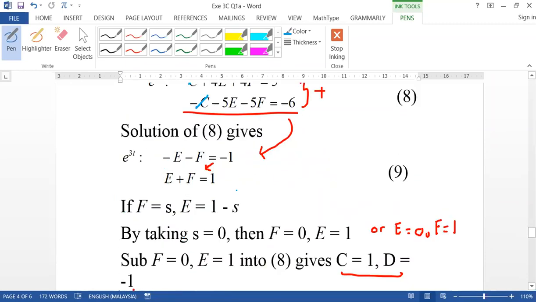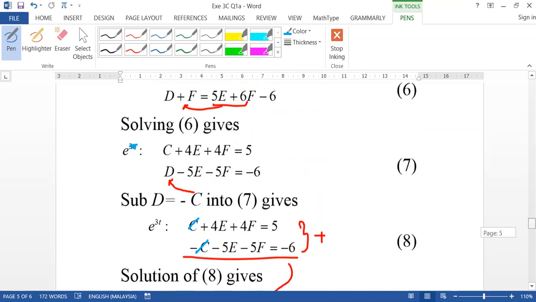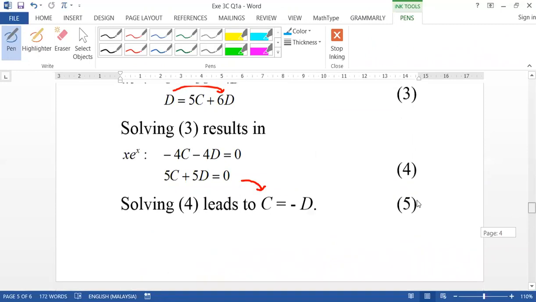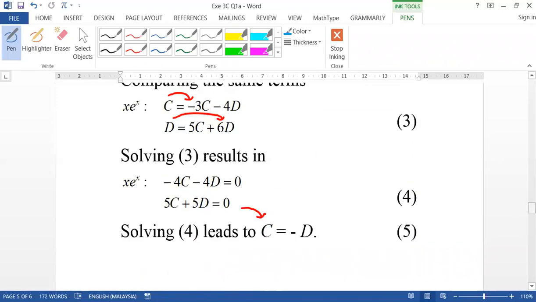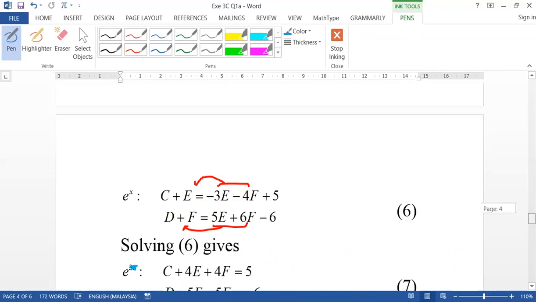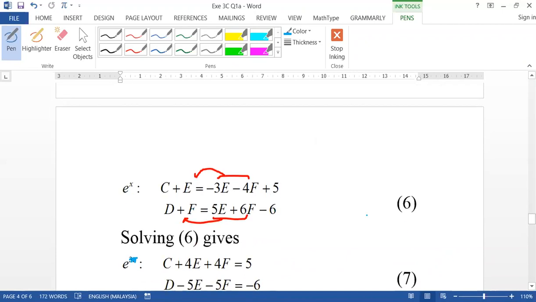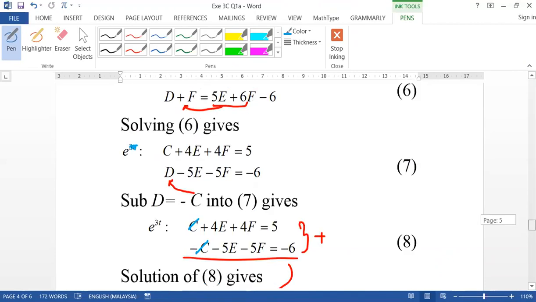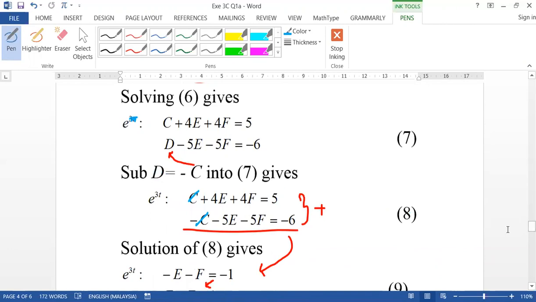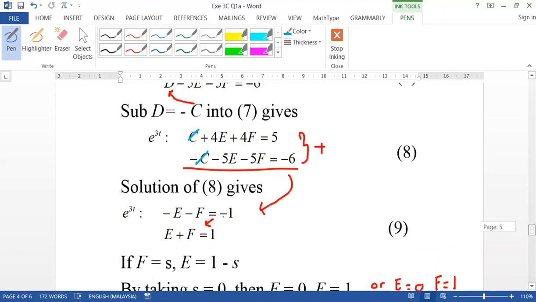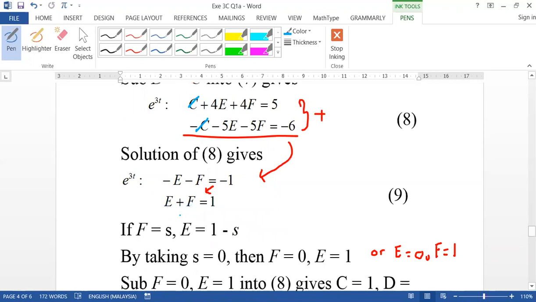So you can see that we have two unknowns left and only one equation. Actually, we have C, D, E, F. From the exponent x term, we only get C equal to negative D. Then by plugging in D equal to negative C, we are left with only one equation. So two unknowns with one equation means we have infinitely many solutions.